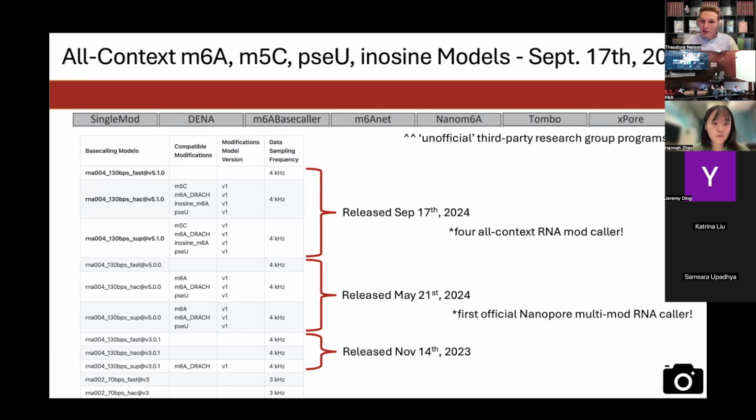And then on September 17th, 2024, at the Boston Community Meeting, Nanopore released the 4 all-context RNA models, in addition to an updated m6A DRACH model. And so the time, the place for multi-modification RNA base calling is here. And we're very excited. We have a lot of Nanopore direct-RNA sequencing data in the lab. If you noticed from the projects, that doesn't even begin to cover the range and variability of what we have.